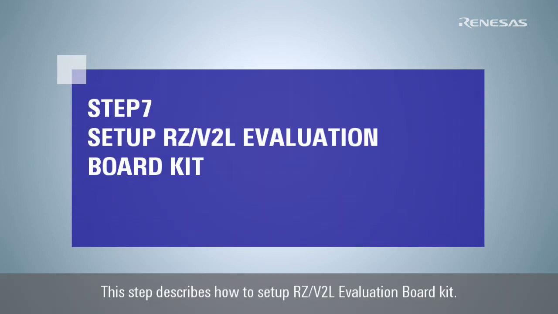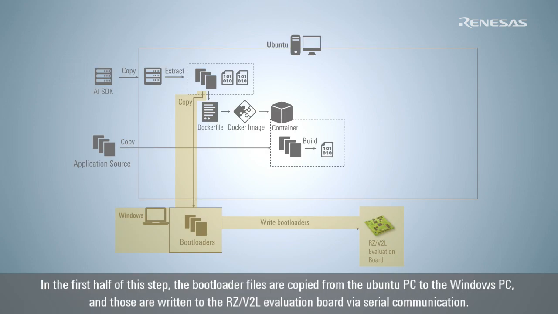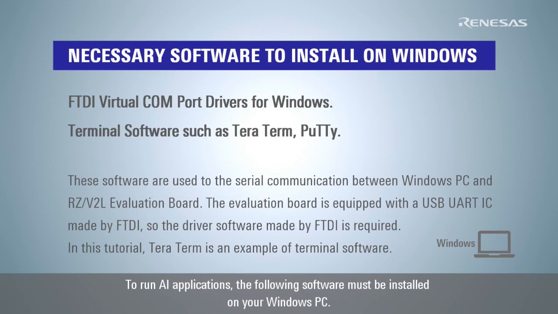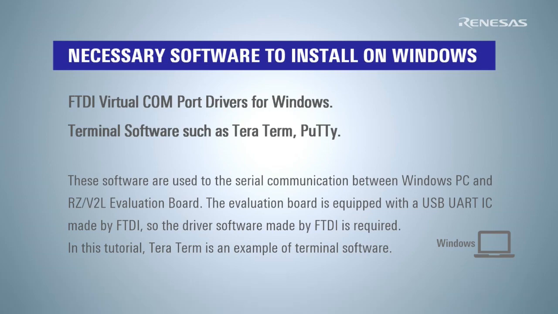This step describes how to set up RZ V2L evaluation board kit. In the first half of this step, the bootloader files are copied from the Ubuntu PC to the Windows PC. And those are written to the RZ V2L evaluation board via serial communication. To run AI applications, the following software must be installed on your Windows PC. These software are used for the serial communication between Windows PC and RZ V2L evaluation board.